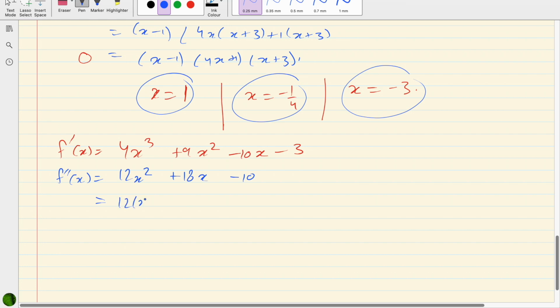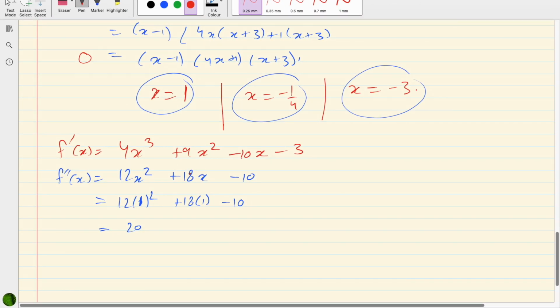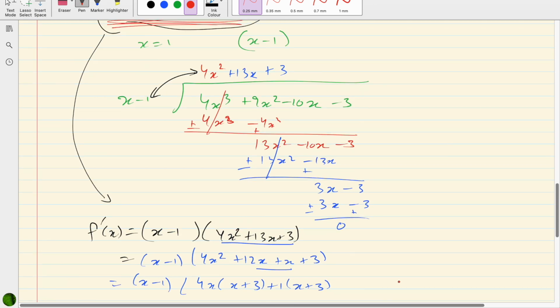12 times 1 squared plus 18 times 1 minus 10. So that is 12 plus 18 minus 10. I'm getting 20. So I know when x is 1, let me just make sure we have to find the coordinates as well. Find the coordinates, yes. So let's go for the coordinates first and then we'll check the nature. So at 1, minus 4 and minus 3.